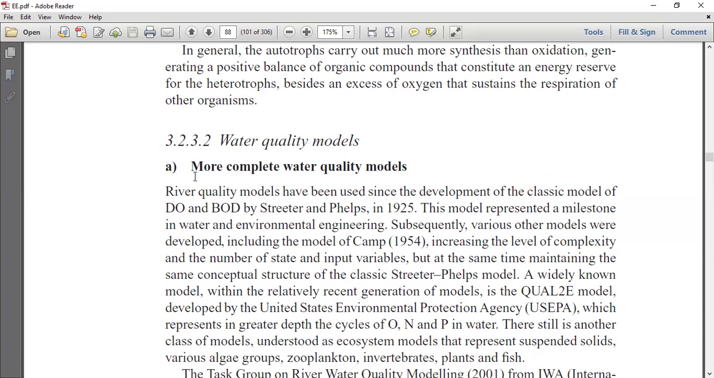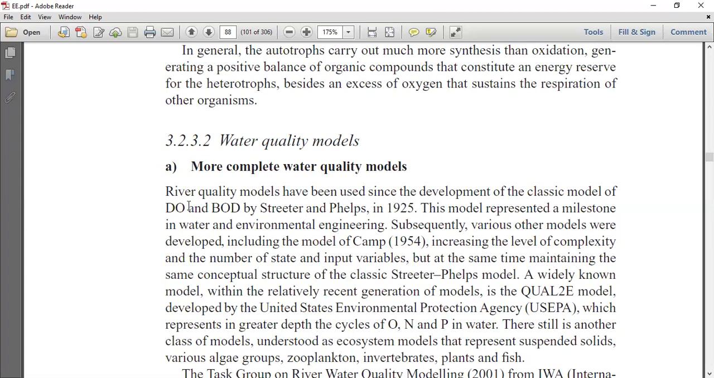The next topic is water quality models, the more complete water quality models, the river quality models. River quality models have been used since the development of the classic model of DO and BOD, the Streeter and Phelps. This model represents a milestone in water and environmental engineering.